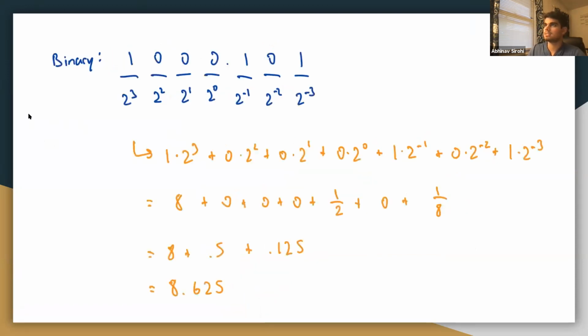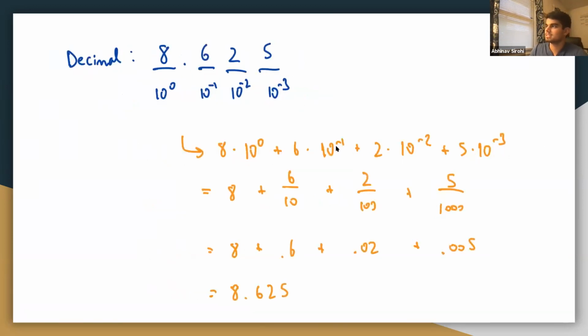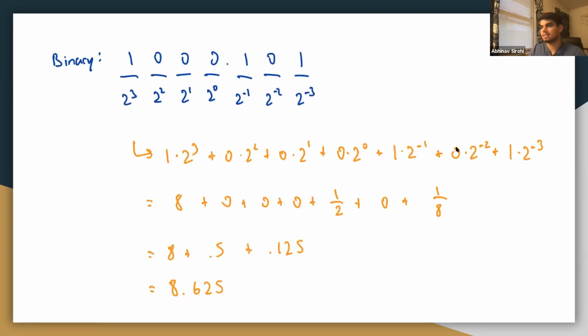And so similarly, binary numbers are represented in a similar way. We have 2 to the 0 here, and then as you go more to the left, the powers increase. So this is 2 to the 1, 2 to the 2, and 2 to the 3. And then to the right of the decimal point, we have 2 to the -1 and 2 to the -2 and 2 to the -3. So we could do the same thing here that we did in the last slide. Here we did 8 times 10 to the 0 plus 6 times 10 to the -1 plus 2 times 10 to the -2 plus 5 times 10 to the -3.